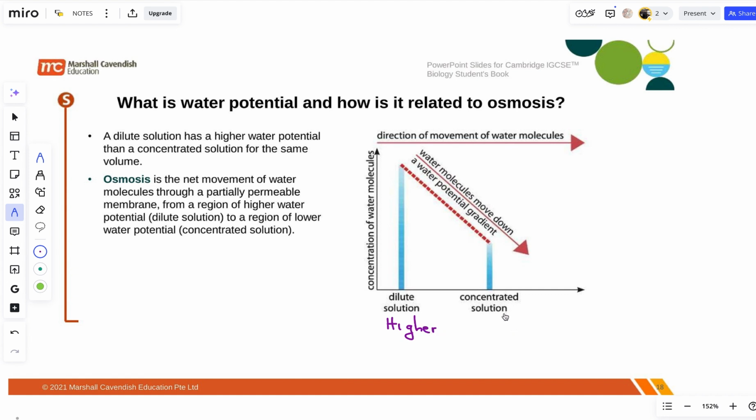Here you have lower water concentration. Since the dilute solution has more water, water molecules will move down the concentration gradient from this side to this side. So this is osmosis. Water molecules will move down the concentration gradient from the higher region to the lower region. Remember this: osmosis is the net movement of water molecules through a partially permeable membrane from a region of higher water concentration to a region of lower water concentration.